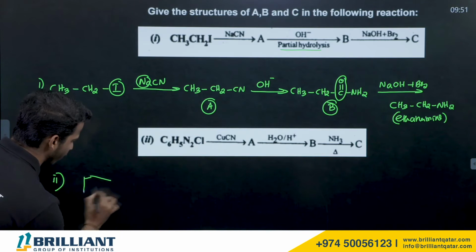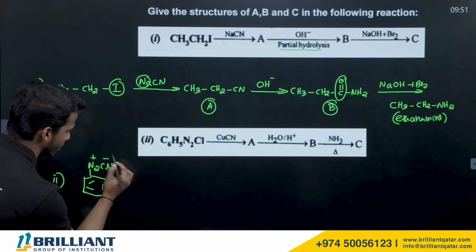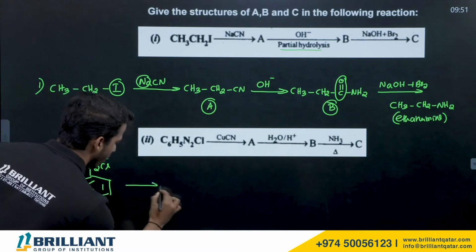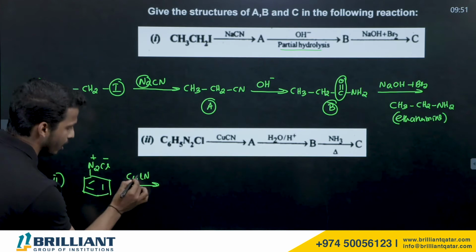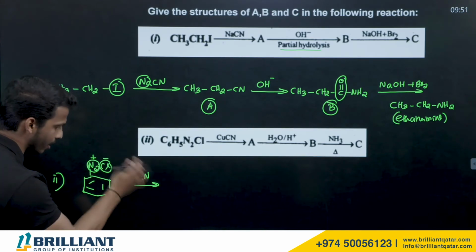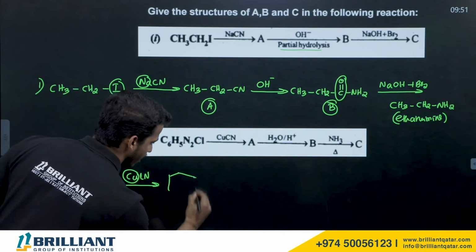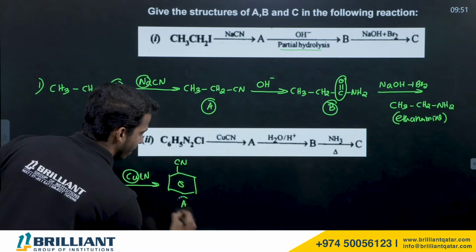C6H5N2Cl. What is C6H5? You know, the phenyl ring. C6H5N2Cl, that is our diazonium salt, benzene diazonium salt. When you treat it with CuCN, what happens, dear student? Nitrogen gas is eliminated, and the cyanide group will come to the benzene ring. We will get cyanobenzene, all right. This is your compound A.